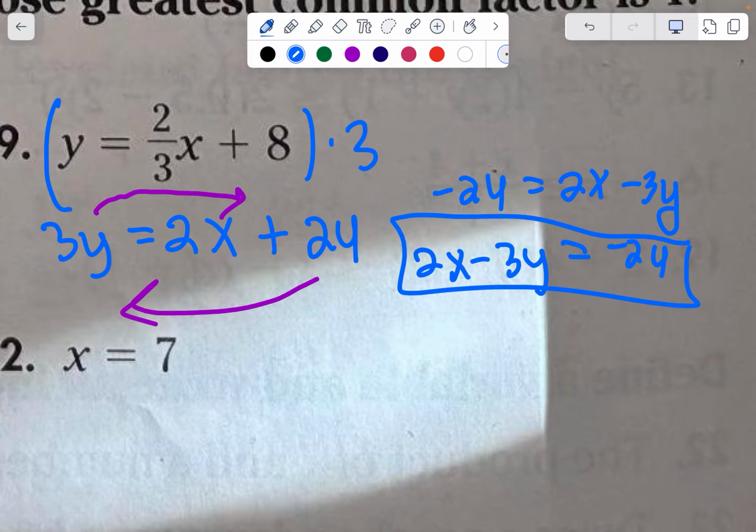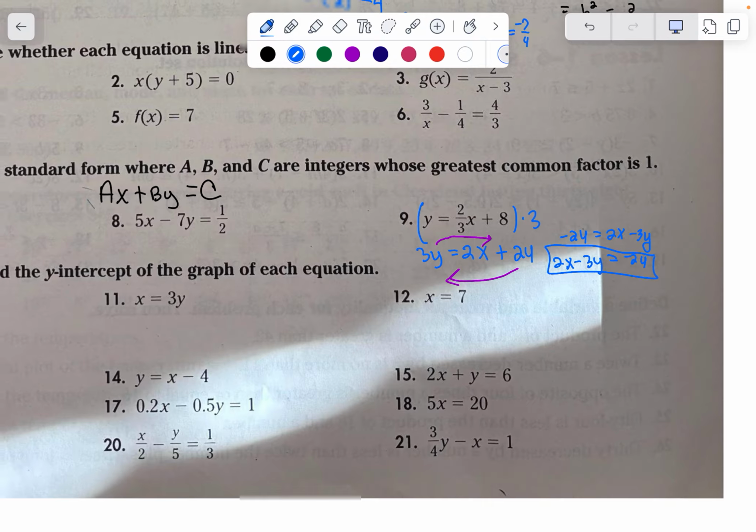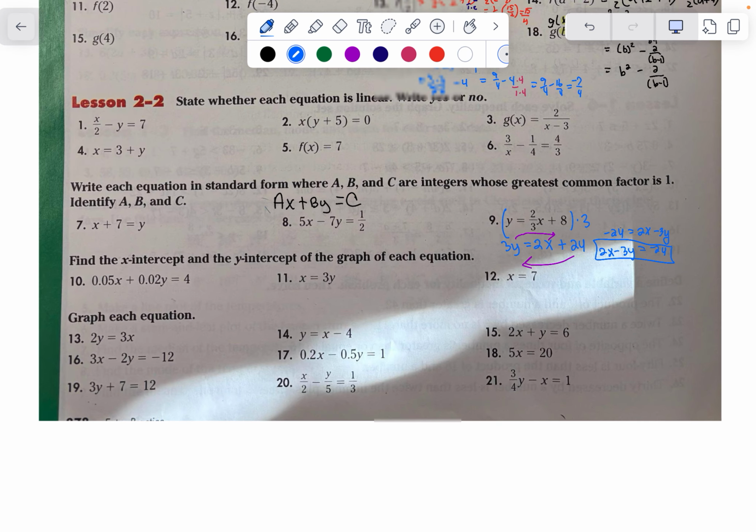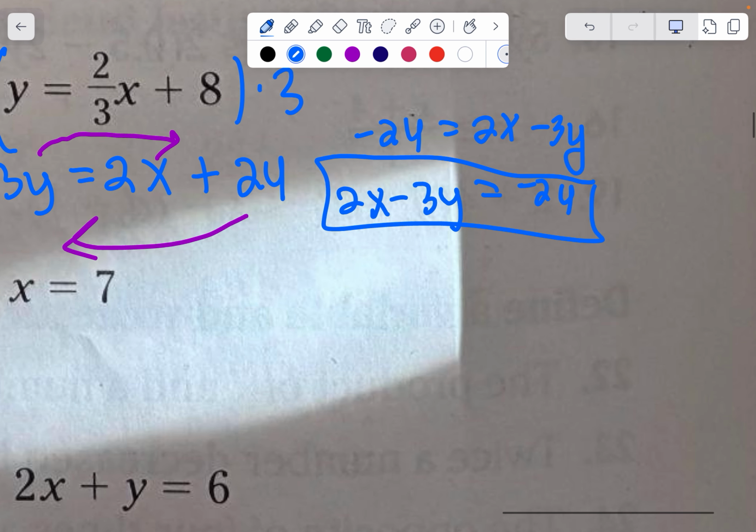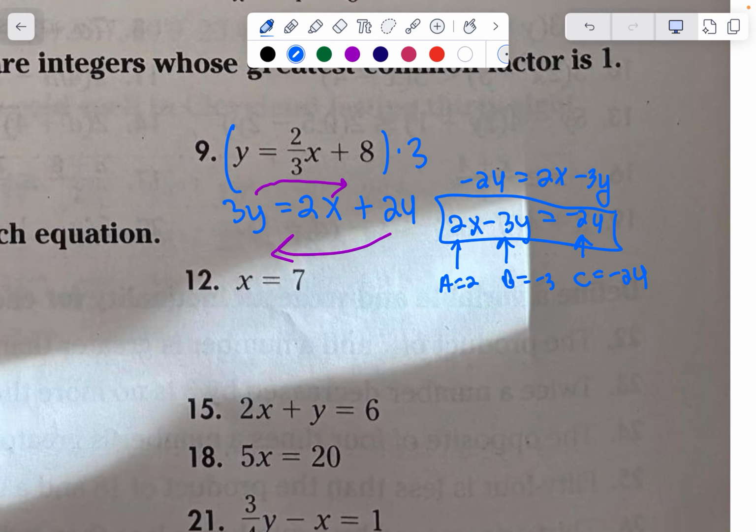Okay? And it says identify a, b, and c. So our a is 2. Our b is negative 3. Our c is negative 24. So that was the hardest one of those. So if you follow that, that's what you have to do for the other two.